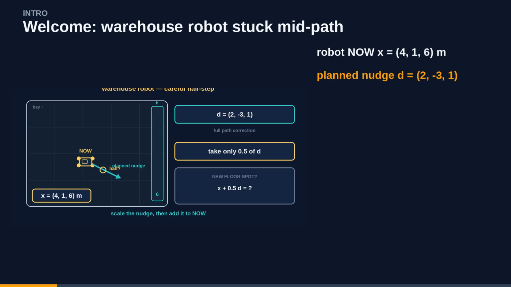By the end, you will scale the nudge. Then add it slot by slot and read where the robot lands.